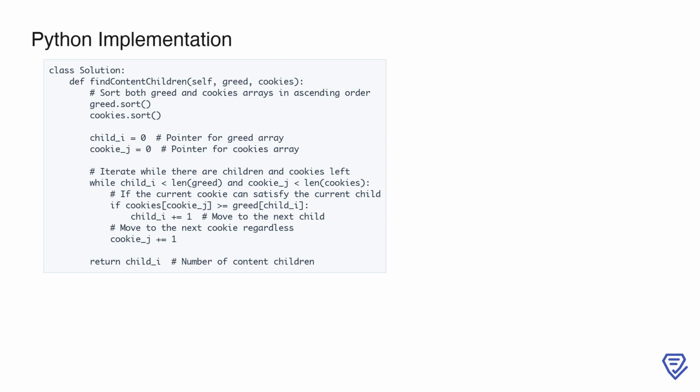Complexity. Time complexity: sorting takes O(n log n) for both the greed and cookies arrays, where n is the maximum length of the 2 arrays. The subsequent iteration through the arrays is linear, O(n). Thus, the overall complexity is O(n log n). Space complexity: the solution uses constant extra space, O(1), as it operates directly on the input arrays after sorting. This approach guarantees an optimal solution by greedily trying to satisfy the least greedy child with the smallest available cookie, ensuring no resources are wasted.